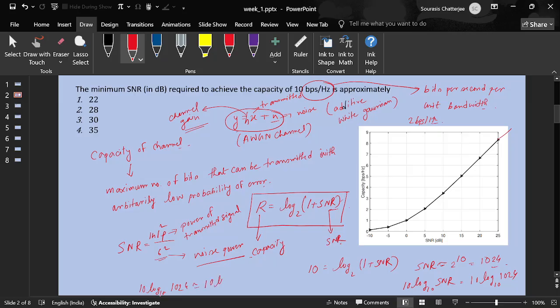So it translates into roughly 10 to the power 3. That comes out to be 30 dB. So I guess 3 is the correct one here.